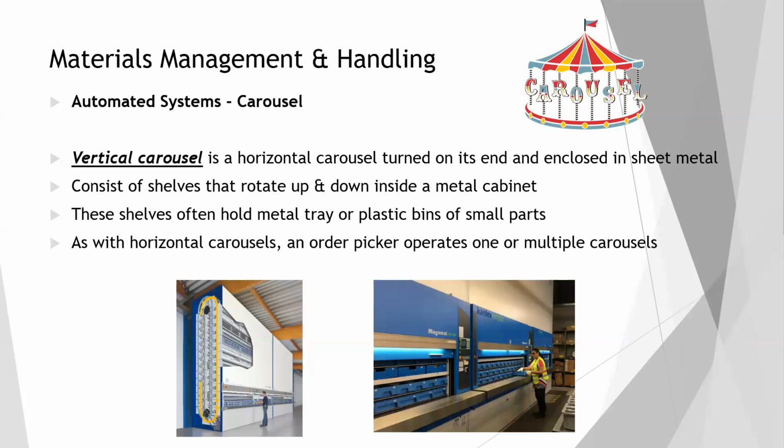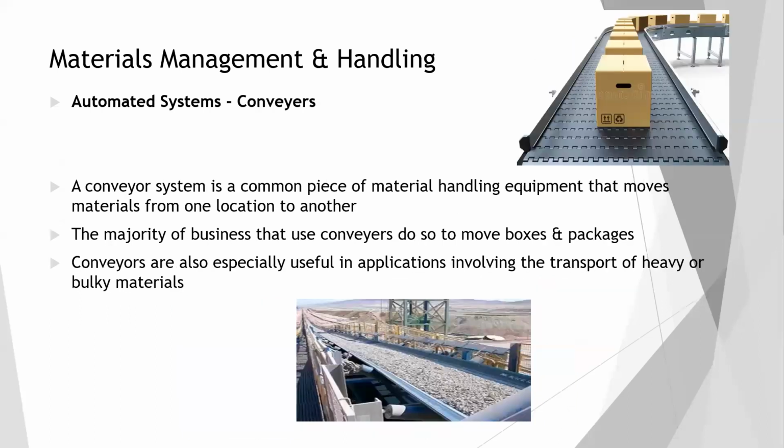And then we've got our vertical carousel. Essentially it's a horizontal carousel that's turned on its end, and usually it's enclosed in some sort of sheet of metal. It consists of shelves that rotate up and down inside these metal cabinets. A lot of times these shelves hold metal trays, plastic bins, and usually small parts. And as with horizontal carousels, an order picker operates one or multiple carousels.